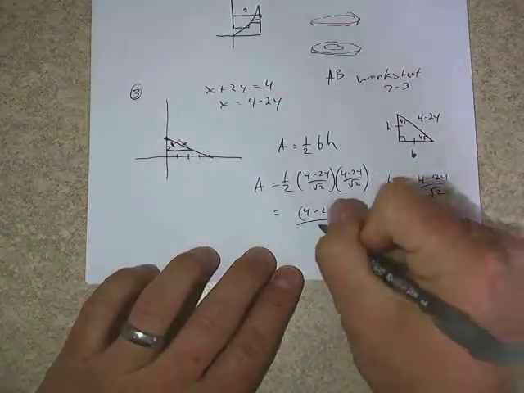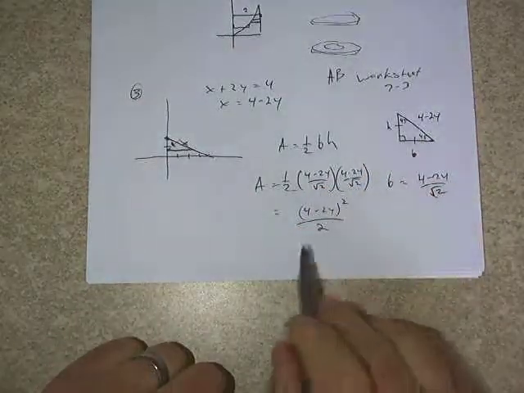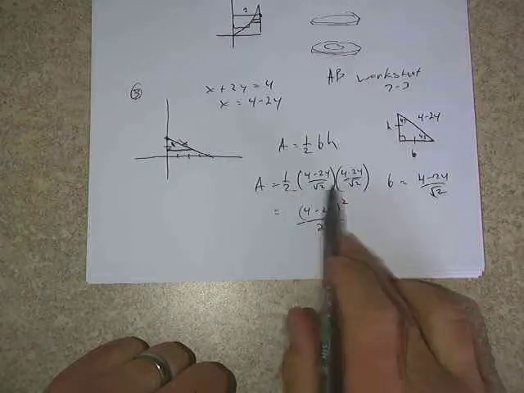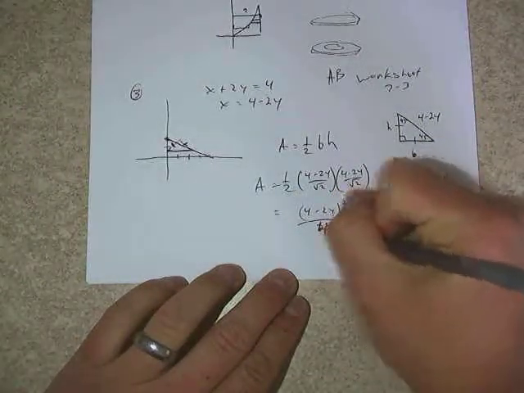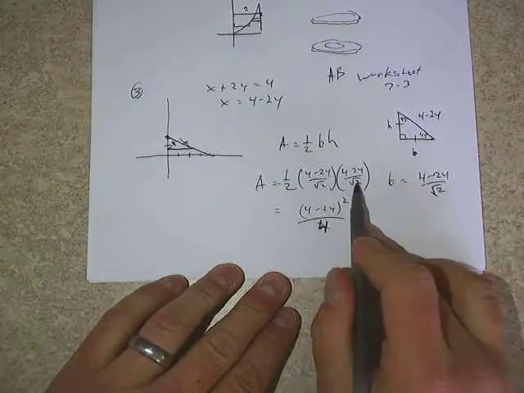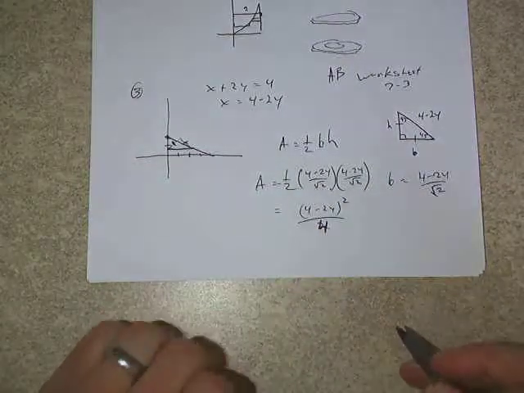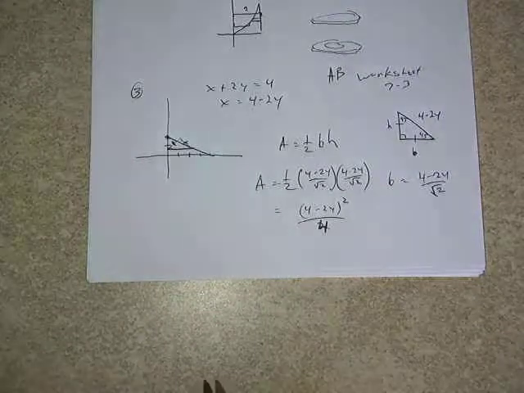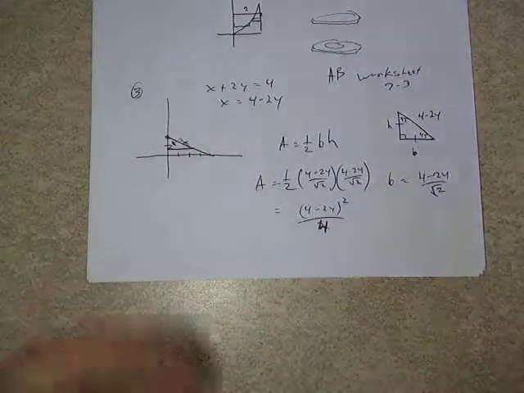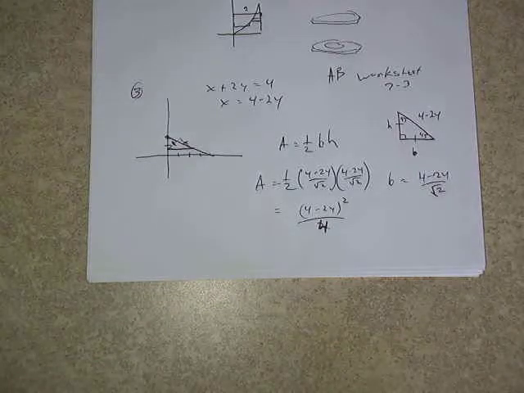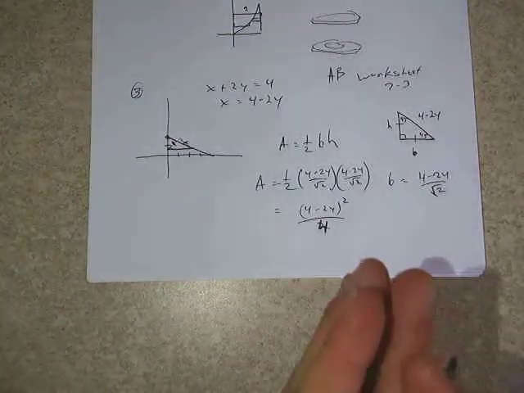Alright, so with that then, our area expression, if we simplify it, we're going to have 4 minus 2y all squared on the top. And on the bottom we're going to have, radical 2 times radical 2 would be 2 times 2. Nope, I lied. 4. Sorry. 4 on the bottom. 2 here because of these two, and then another 2 would be 4 all total. So that would be our expression for the area of that one triangle.